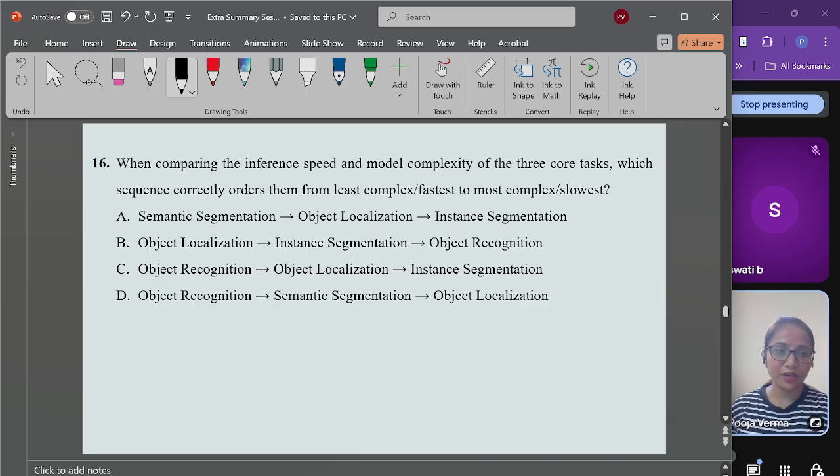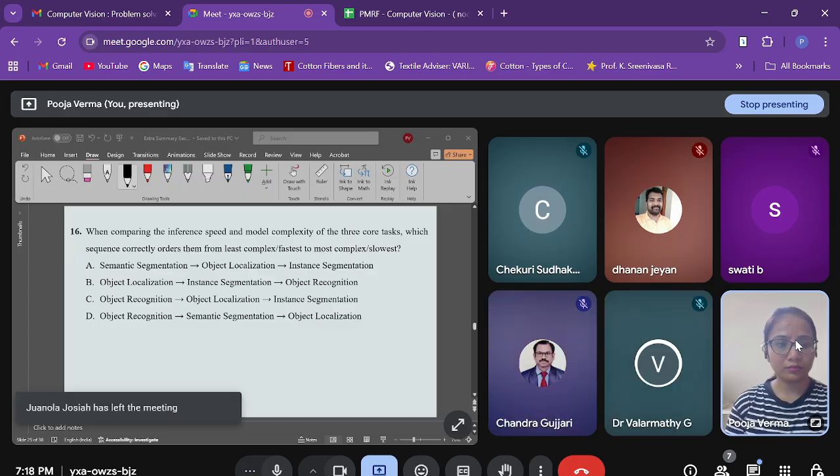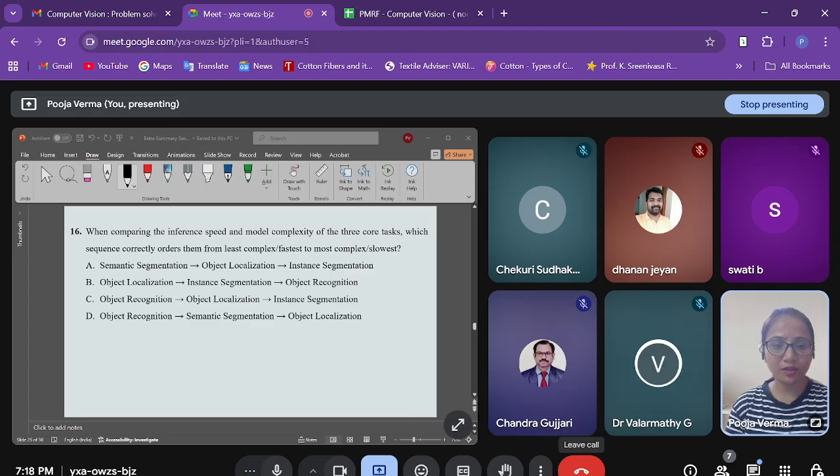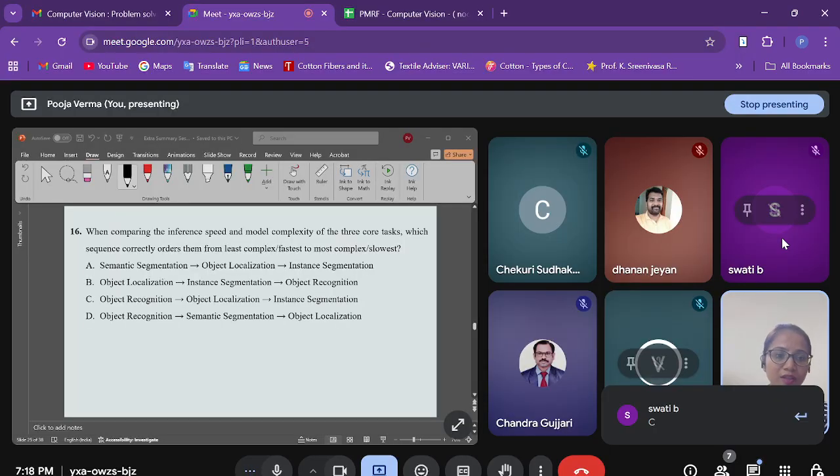So anyone have any idea? Would you like to answer this question? Please try to answer this question. It is a fundamental application-based question on object recognition, localization, and segmentation. Yeah, got the correct option C.